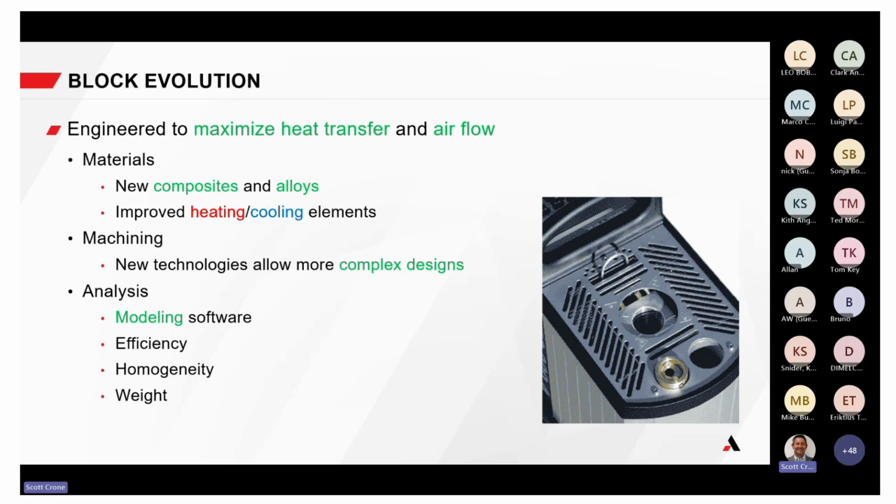We have analysis software, so we can model a design and see if it's going to perform as we think that it's going to perform. We can calculate the efficiency, and we can model the homogeneity. And because of all these evolutions in materials and machining, we've also reduced the weight of the dry block. So even a reference level dry block today is as light or even lighter in many cases than a basic industrial dry block was 20 or 30 years ago.